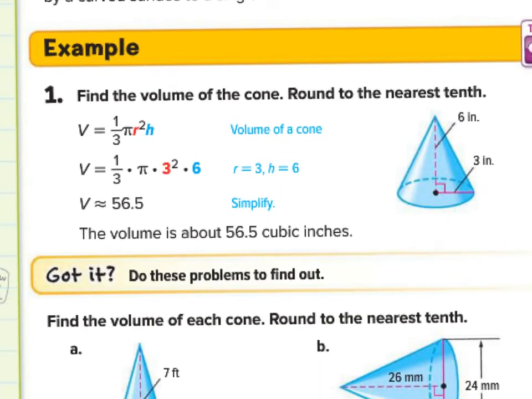Example 1. Find the volume of the cone, round to the nearest tenth. Here we have our formula. We have a cone that's 6 inches high and 3 inches radius. We plug in our variables. We multiply straight across, and then simplified, we get 56.5. I'm sure we had to round that. So the volume is about 56.5 cubic inches.